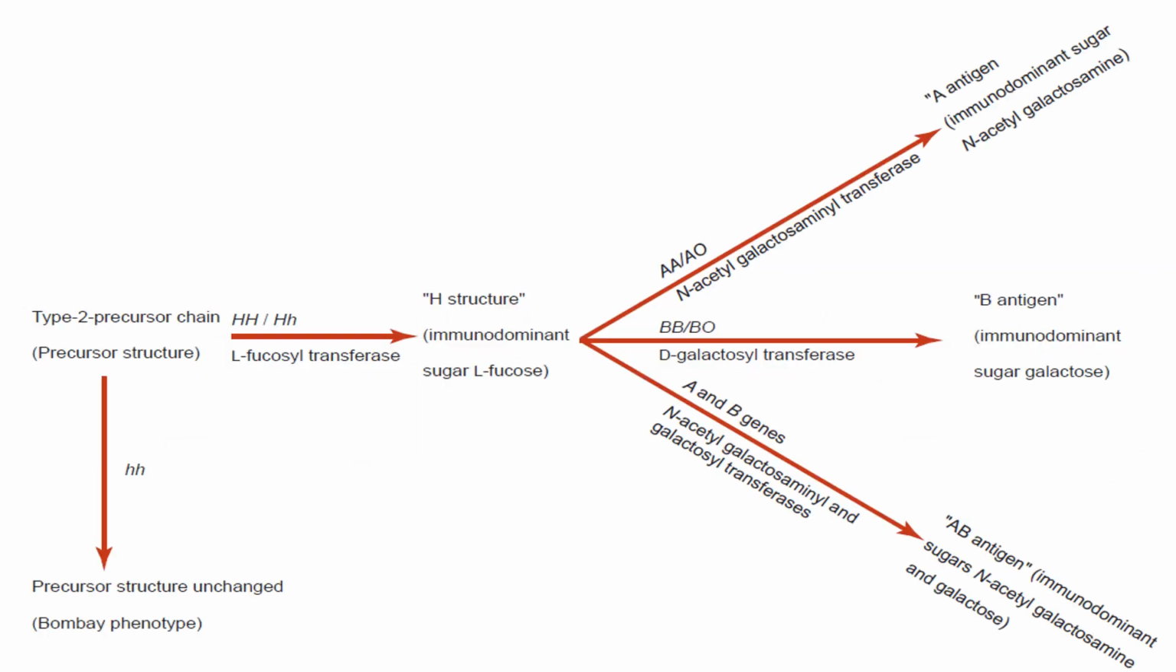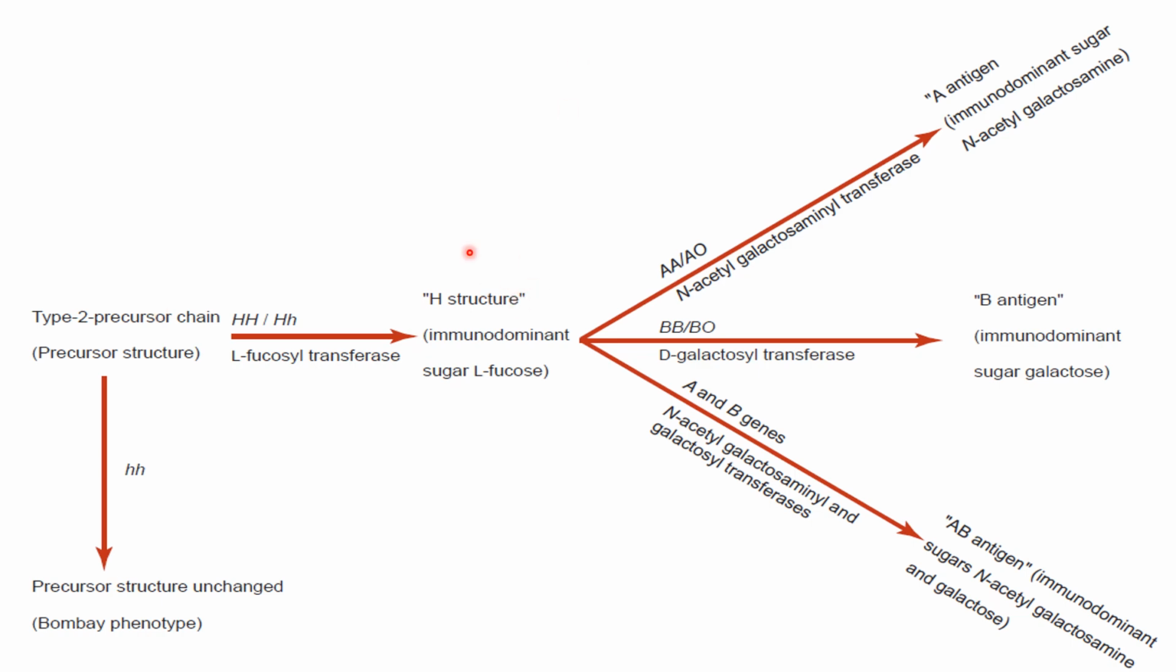Simply put, in this flow chart, you can see that there is a type 2 chain. Type 2 chains means they are attached to RBCs. On these type 2 chains, if you have even one capital H, the fucosyl transferase enzyme will act on it and it will produce an H antigen.